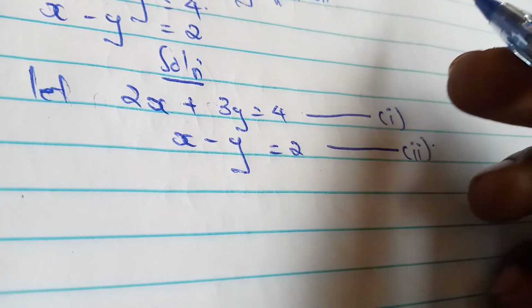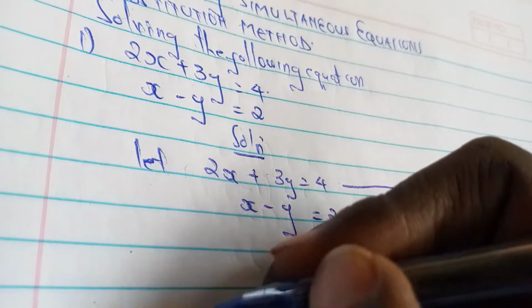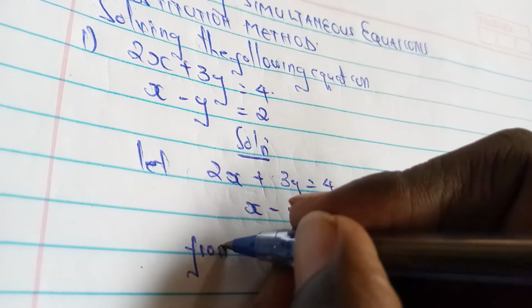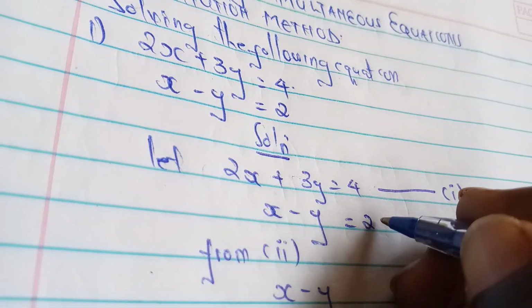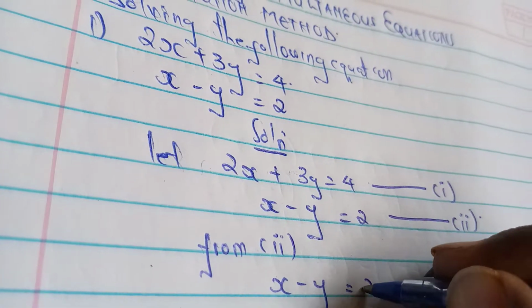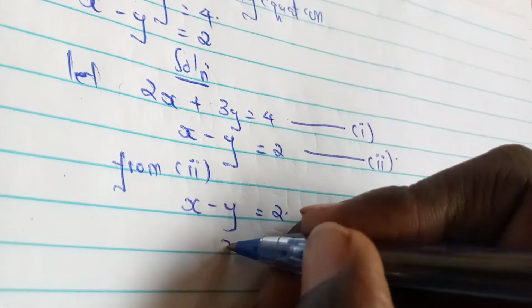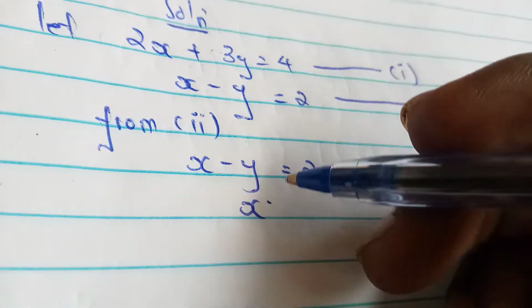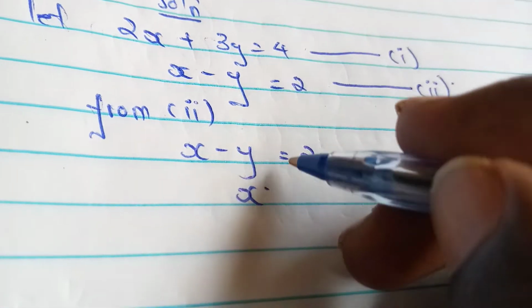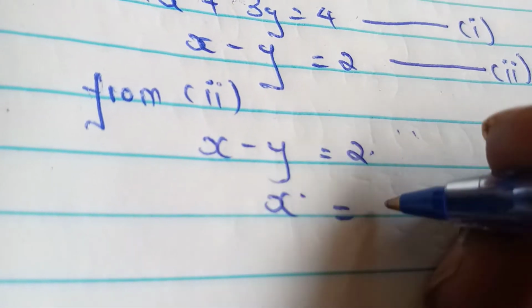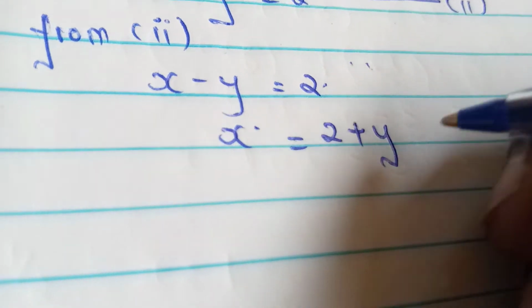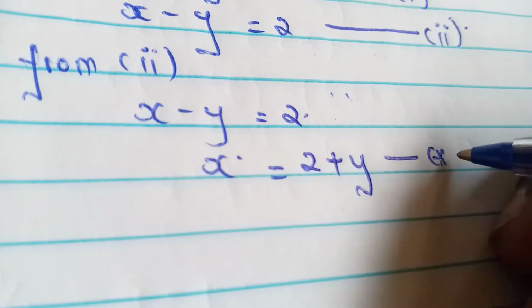You can pick from any equation. So the simplest one, let me pick from equation 2. What's equation 2? It is x minus y equals to 2. We move this y this side, so when y crosses the equal sign, it becomes a plus, it becomes x equals 2 plus y. You name that equation star.